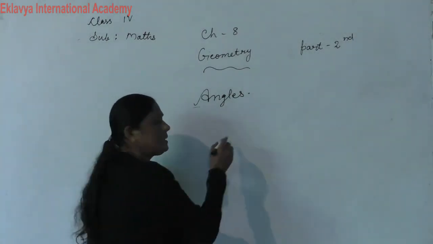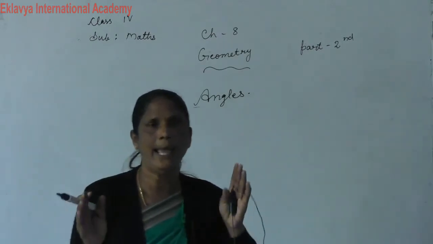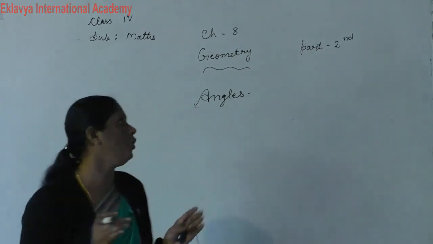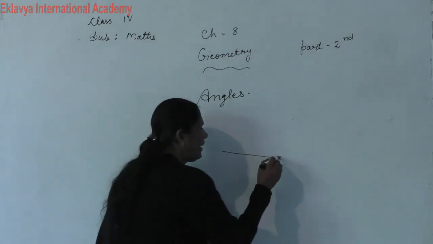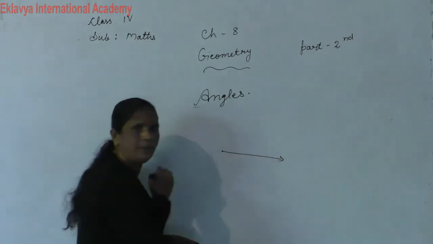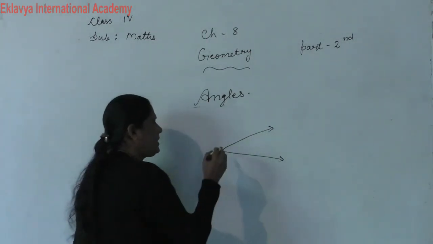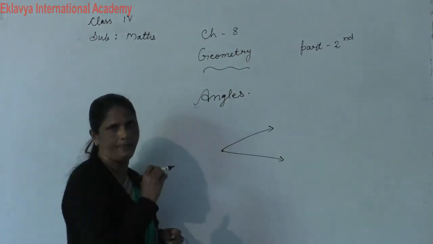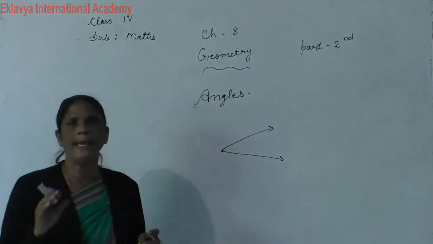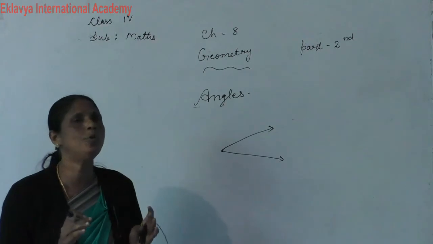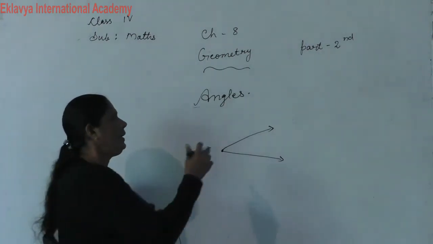An angle is formed when two rays meet. This is a ray. This is a ray. I draw another ray. This is another ray. Two rays are forming an angle.